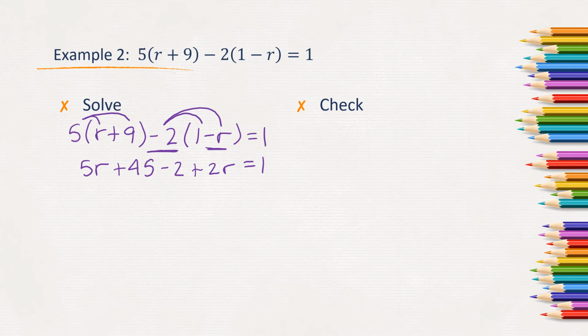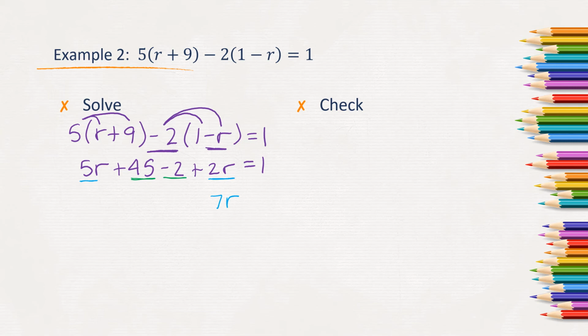Now, after you distribute, the next step is really to see if you can combine any like terms. In this case, we can start with the 5r and the 2r, or you could also start with 45 minus 2. Whichever one you want to do first is fine. You could do them both at the same time. It's really just what you're comfortable with. So I'm going to start with the 5r plus 2r. That's going to get 7r.